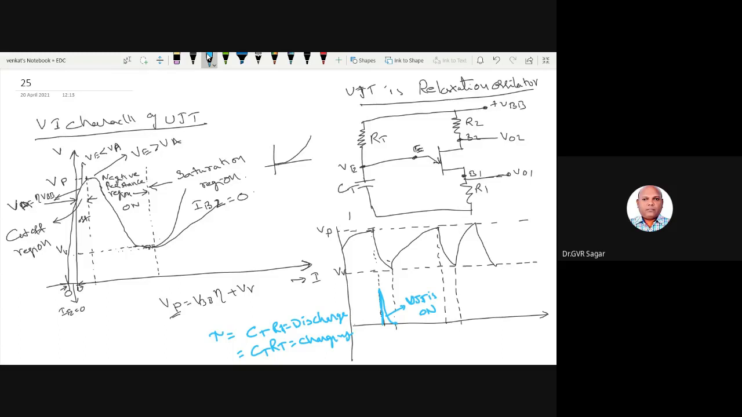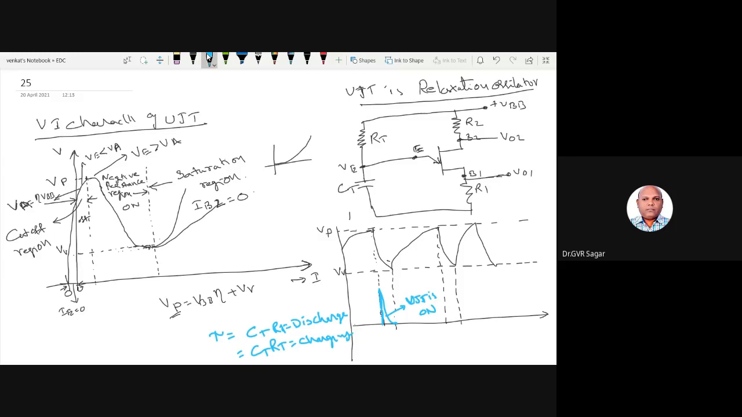And it goes to the charging time. The capacitor is charging again. Charging time means how much time the capacitor is charging, the time period. Again, that can be obtained by CT into RT. You have to multiply these two. So that is the charging time constant. So based on this, the time is decided for the UJT relaxation oscillator, right?